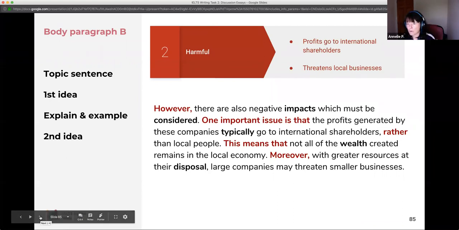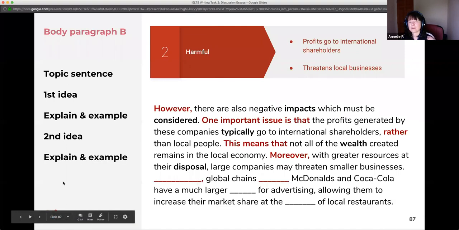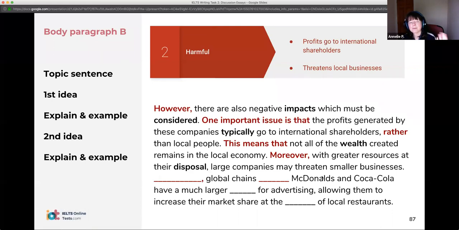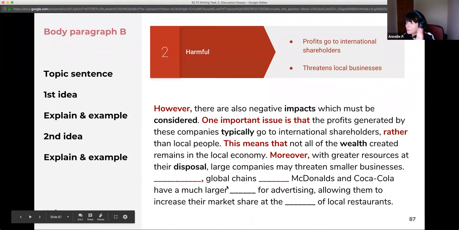Okay, more detail. So we've got some very specific, and this goes back to something Mohammed was saying earlier. Can you name specific companies? So yes, this is what we've done here. Okay, yes, for instance, for example, consider would work with slightly different grammar, but that's quite a nice way to do it. So for example, global chains.